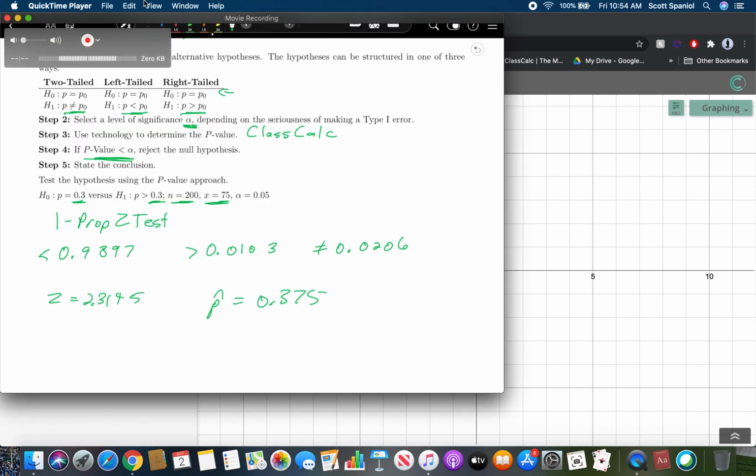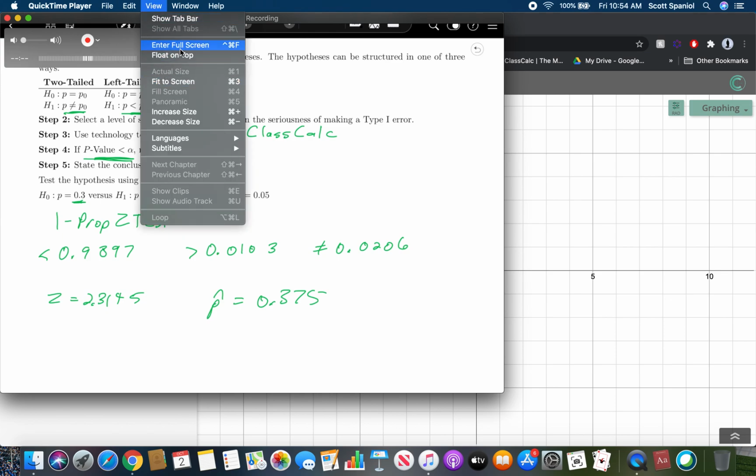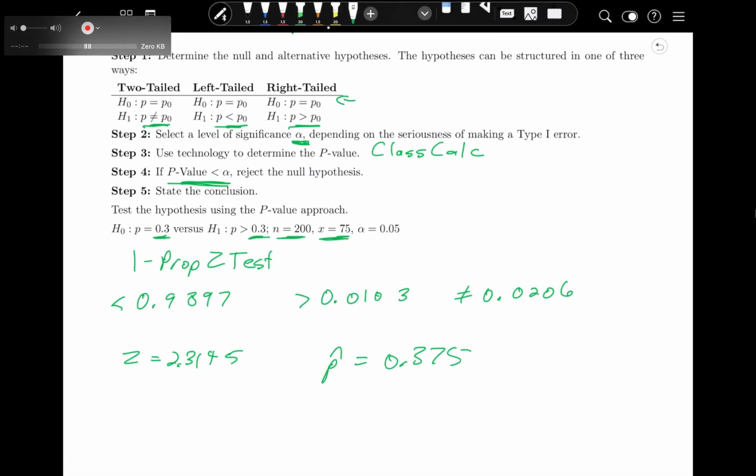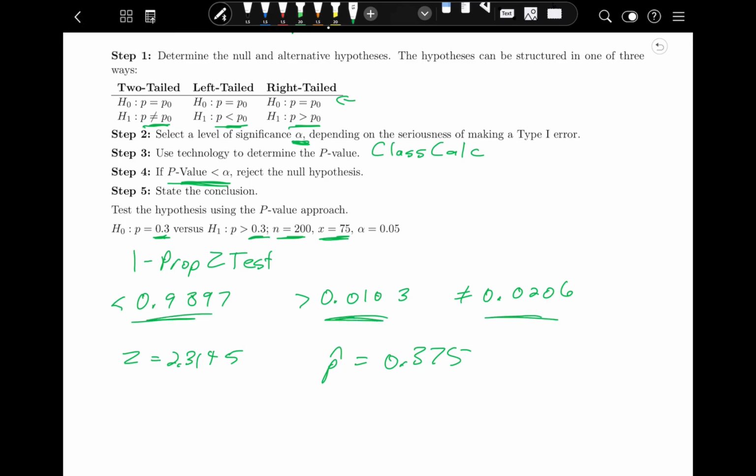Okay, so let's talk about what those values mean. These things up here are the three different hypothesis tests. So you want to pick the one that matches your alternative hypothesis. And in this case, that's this one, so that's the one we'll use. These two are fine. We just won't use them for this problem.